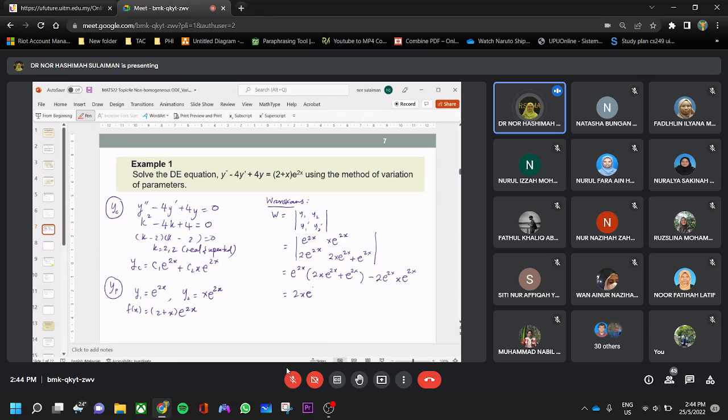2x e to the power of 4x, right? Plus e to the power of 4x. Betul ke? Betul. Okay, saya nak slash out yang mana? Yang ni dengan saya slash out. Betul? So what do we have here? Kan the Wronskian, the general Wronskian is e to the power of 4x. Okay, are you all with me?